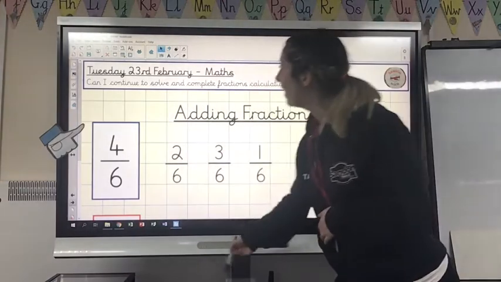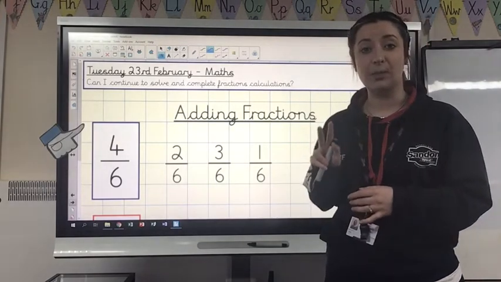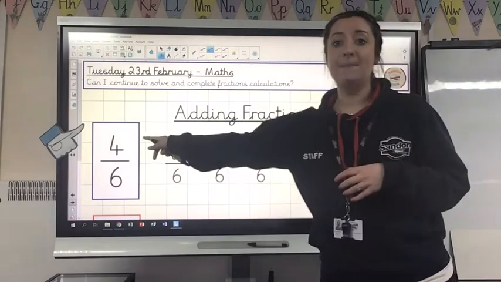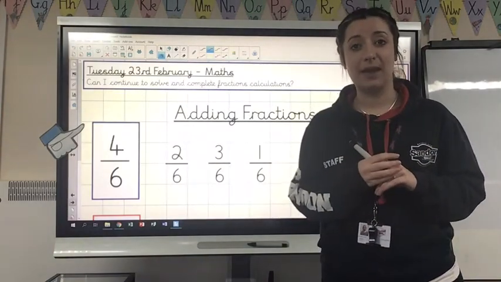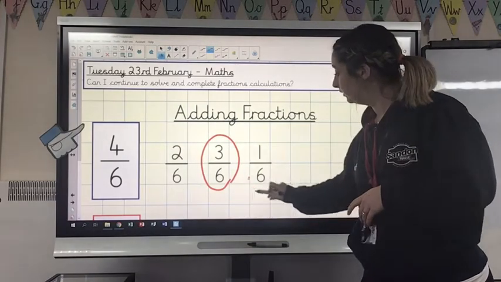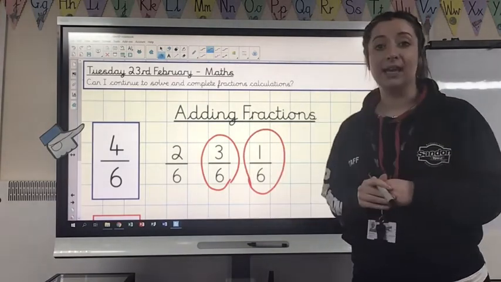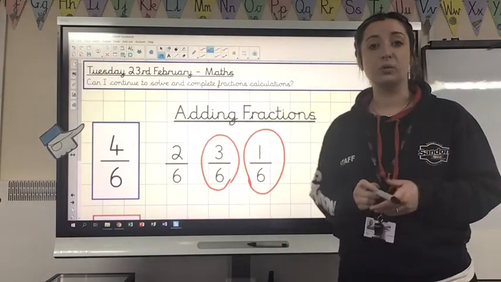So I'm going to get my pen and I'm going to circle around the two fractions that we know added together make 4/6, that big fraction in your booklet that you need to make the total of. So I've got this one here, I'm going to circle, and this one here as well. So those are my two fractions that add up to 4/6.